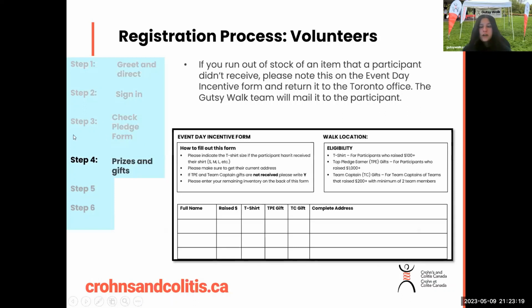And this will be where we keep track of the inventory. If there are any additional people who wanted their shirt and didn't receive it, and there wasn't enough, please make sure you write their full name on this list. It'll include which gift we need to send to them, how much they've raised, and their mailing address.